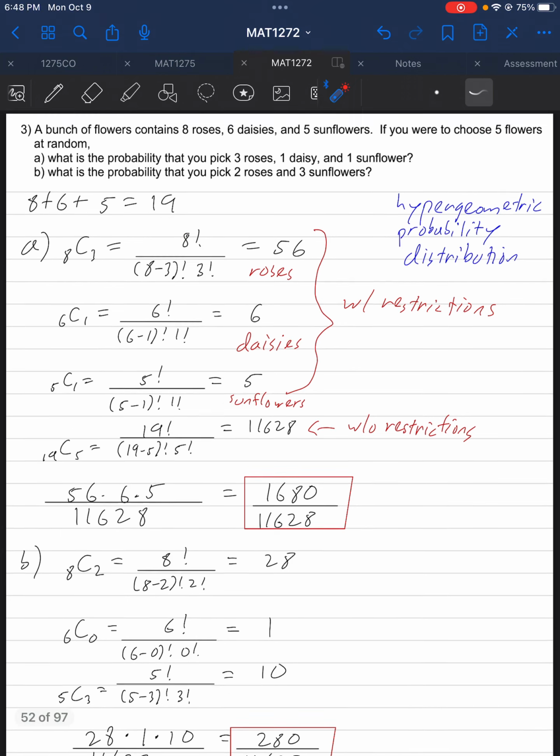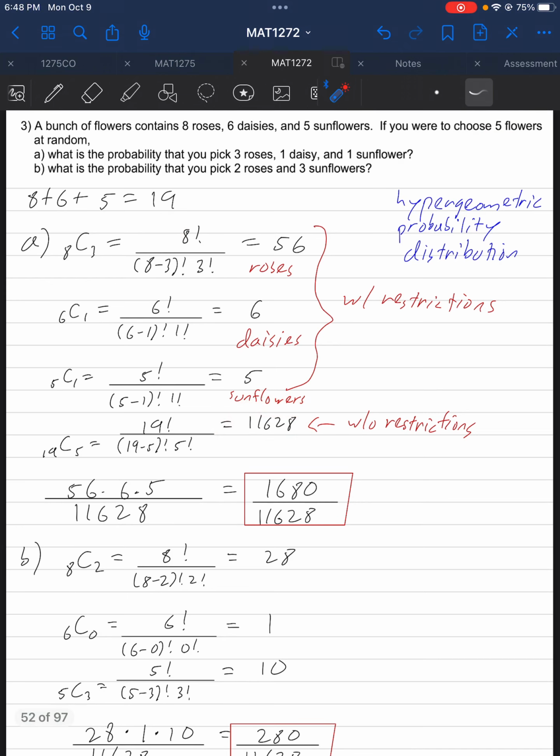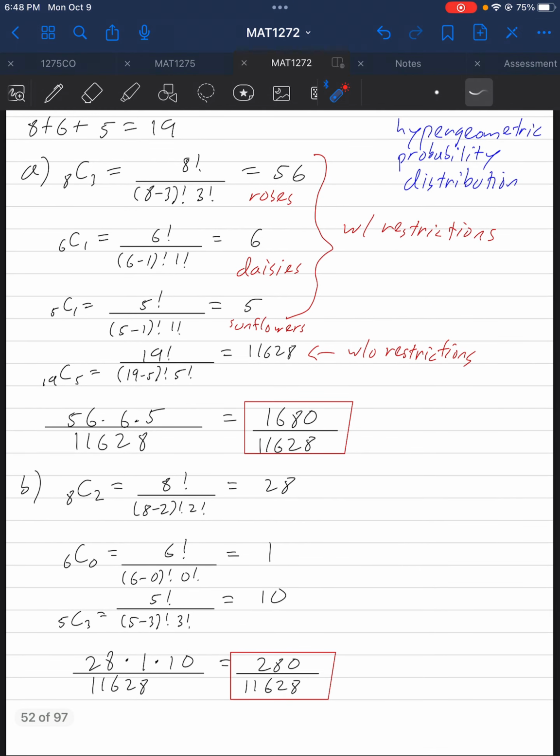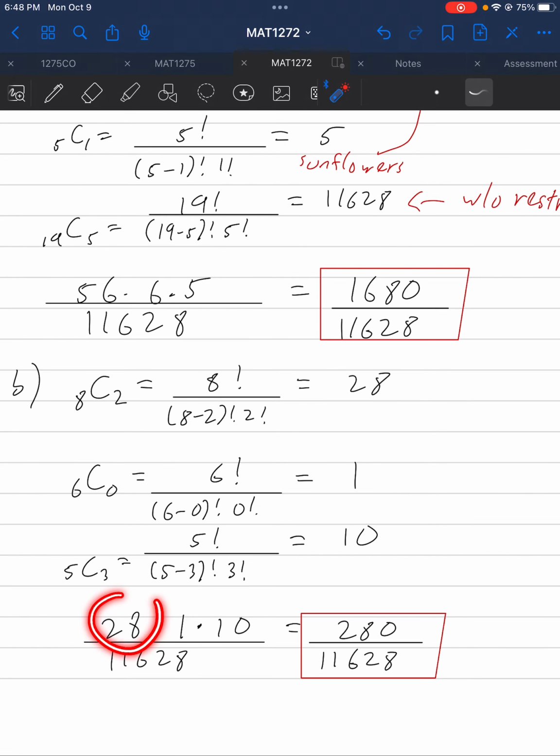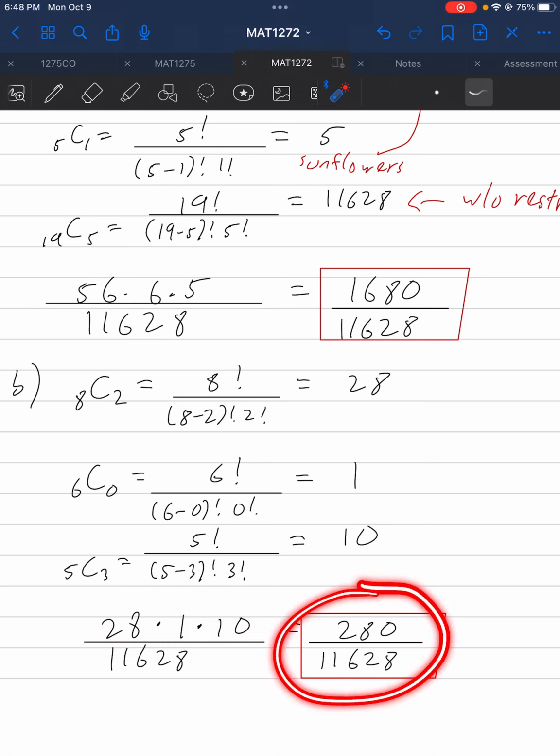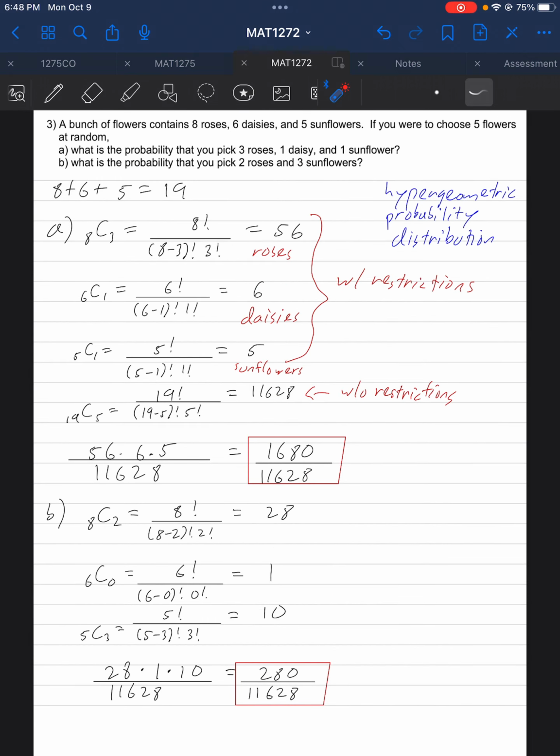We're still picking 5 flowers from the 19, so 19 choose 5 is still 11,628. So this time we're multiplying 28 times 1 times 10, and then 11,628 on the bottom. Our answer is 280 over 11,628.